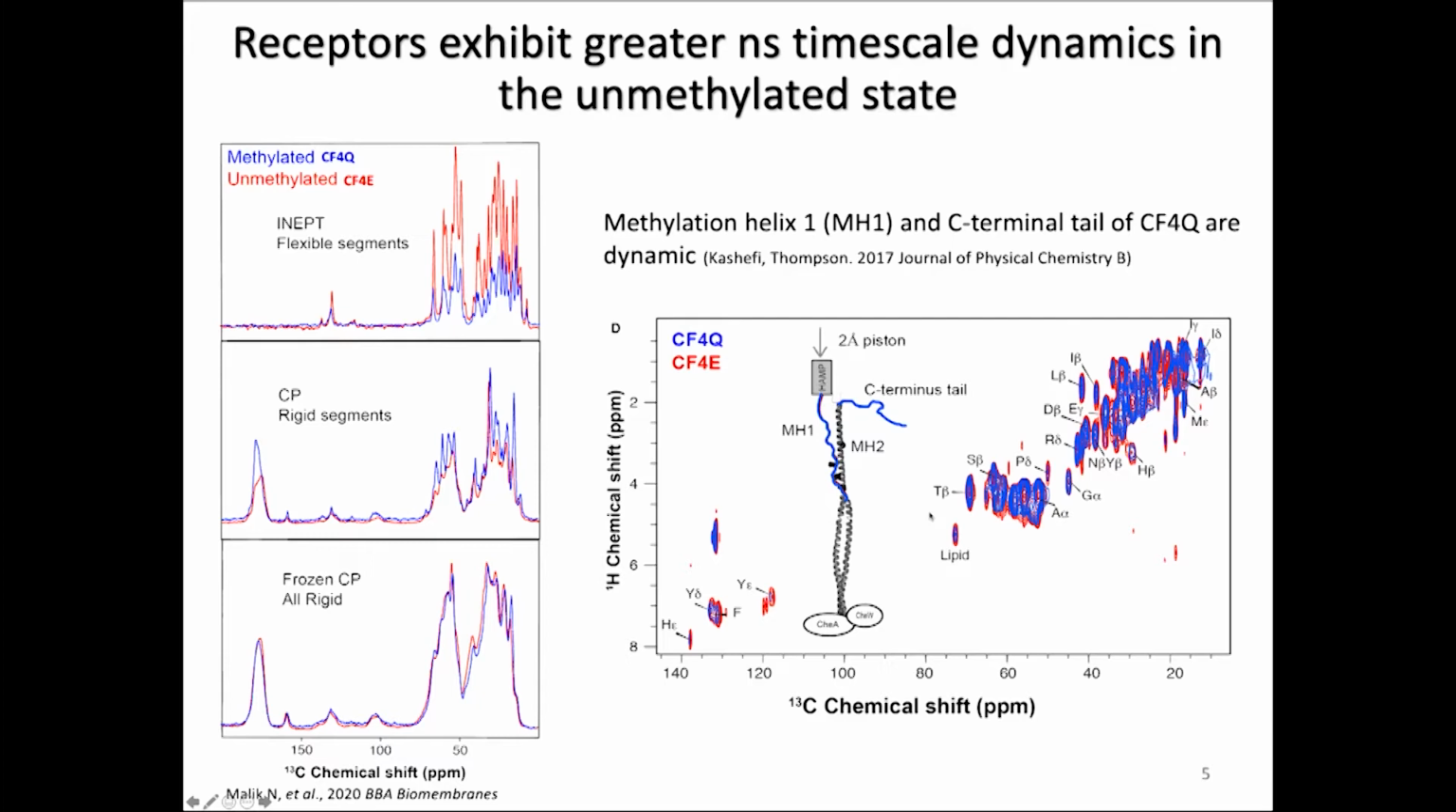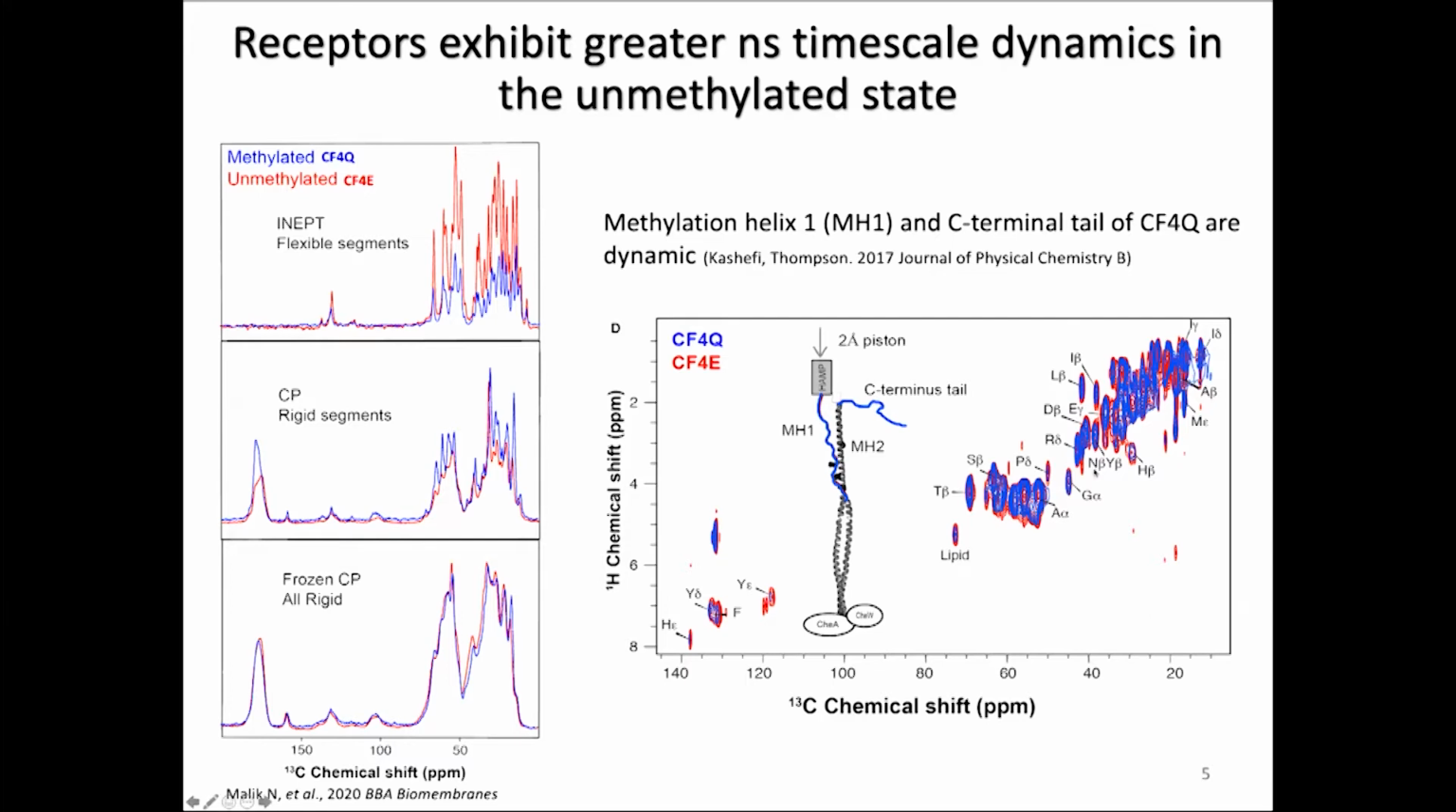I will not be talking much about it, but I'll be happy to share how we did that after the talk, or maybe in the breakout rooms. So the two important things for us to note here are that all the peaks, whether from CF4E or from CF4Q, are at random coil chemical shifts, and there are no new peaks in the CF4E spectrum. So this indicates that there is no major conformational change occurring between the two receptors.